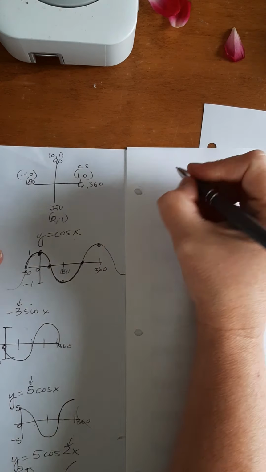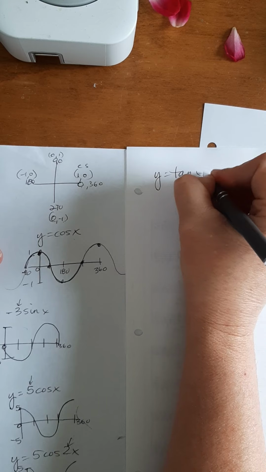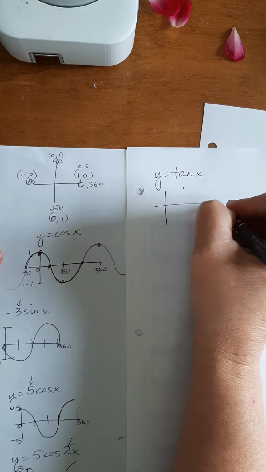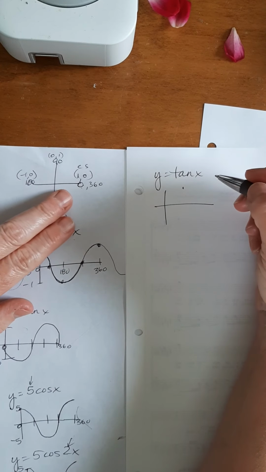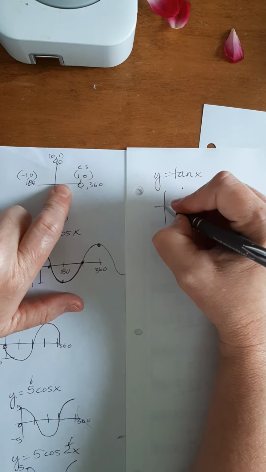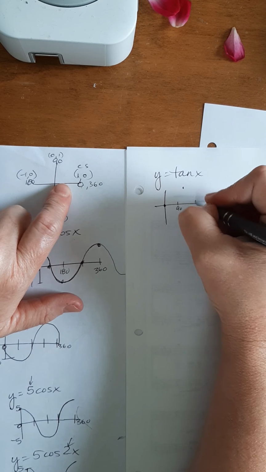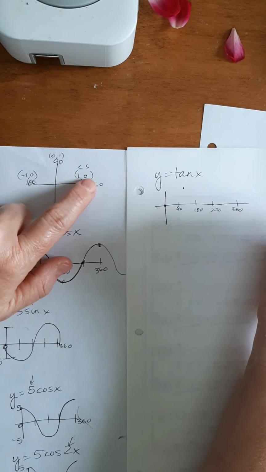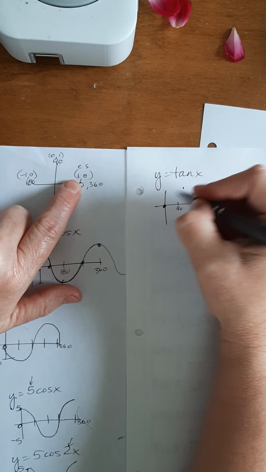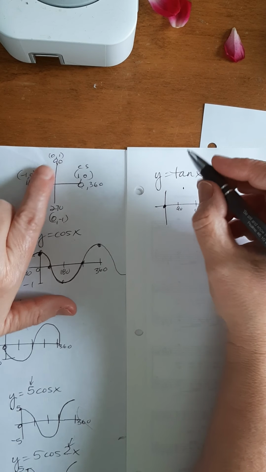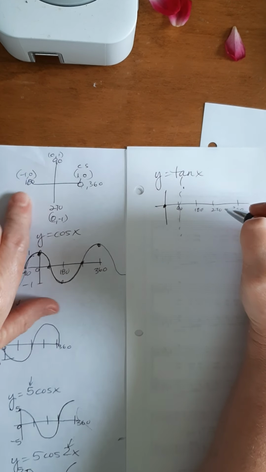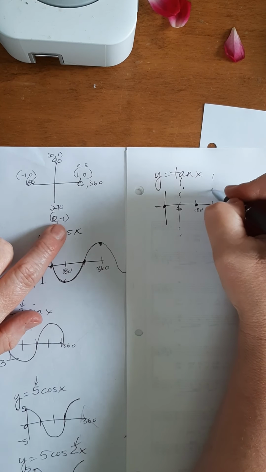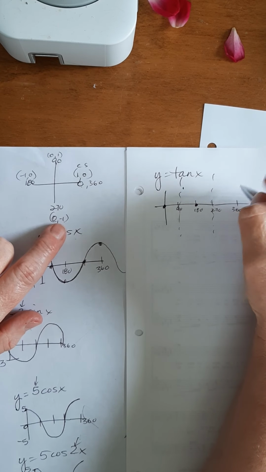Now tangent, let me put this back to the side so we can refer to it. If I said graph tangent, same thing. Tangent, remember, is sine over cosine. So we got 0, 90, 180, 270, 360. Tangent of 0, 0 over 1, 0. Tangent of 90, 1 over 0, undefined. Tangent 180, 0 over negative 1, 0. 270, undefined. So I see you're like, oh, I'm seeing a pattern here.